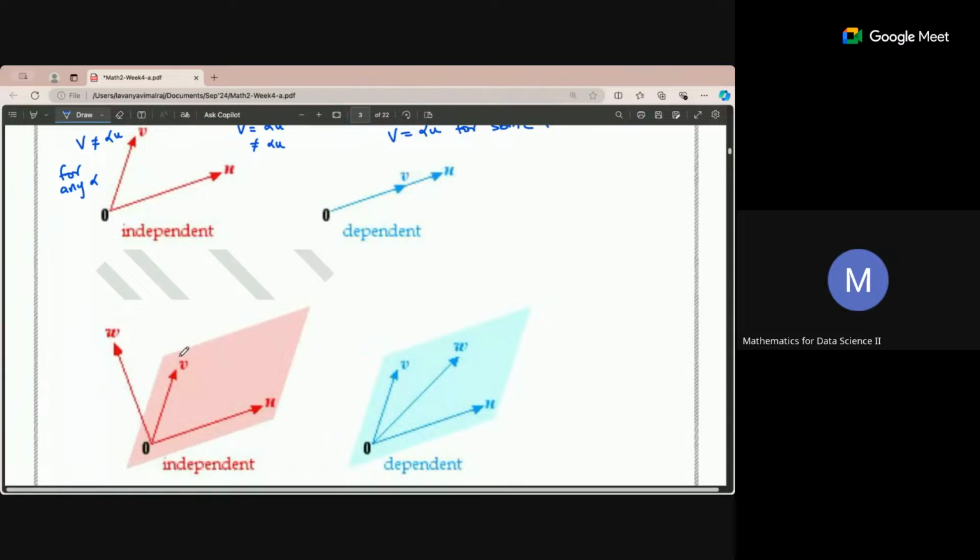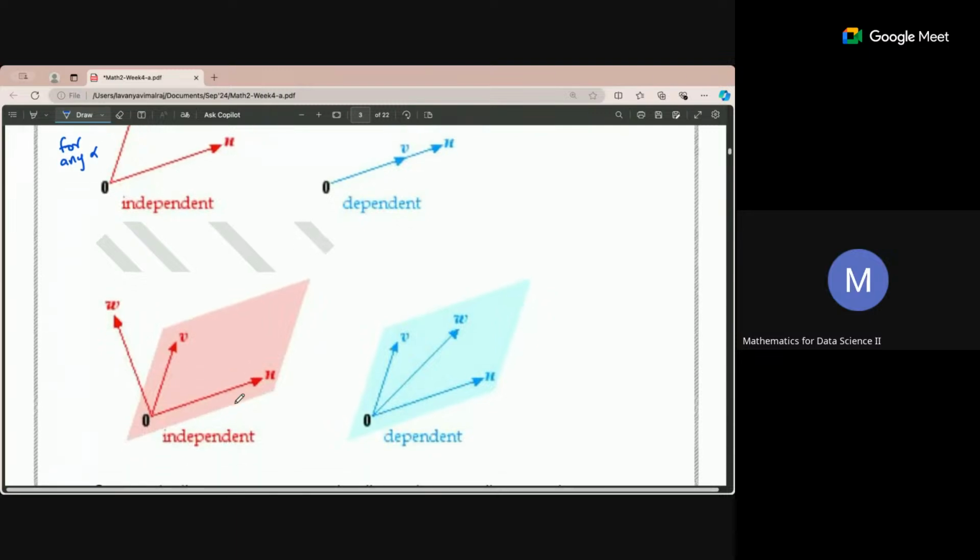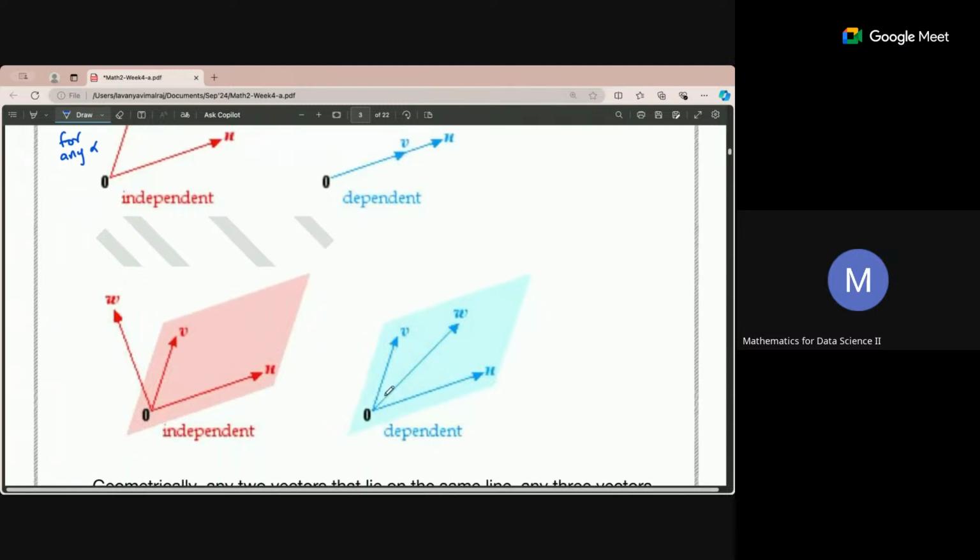So any two vectors here are linearly independent. Also, you see that the three vectors do not lie on the same plane, right? So the three vectors do not lie on the same plane. Hence, you can say that these three vectors are linearly independent. But here you see that all the three vectors are lying on the same plane. So what can you say about the set u, v, w?